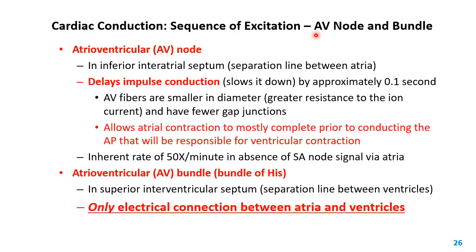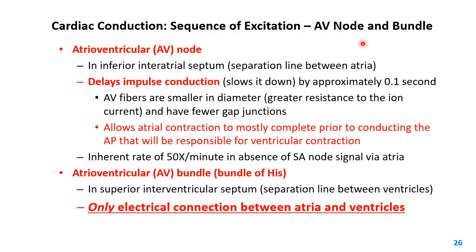Now, this here, the AV node, especially here the bundle, that's the only site of connection between your atria and your ventricle electricity. Okay, so the only electrical connection, because remember you have that insulating part at the level of your AV valves. You have all that collagen that is insulating the electrical signal, right?